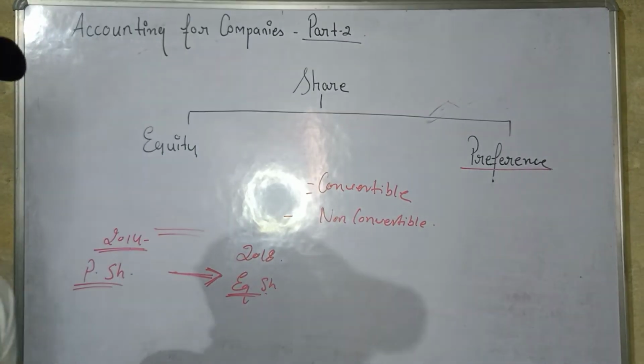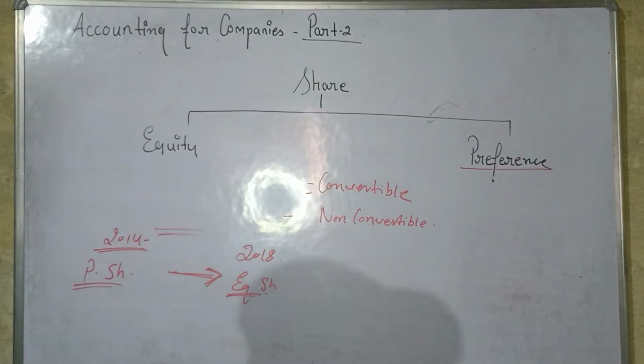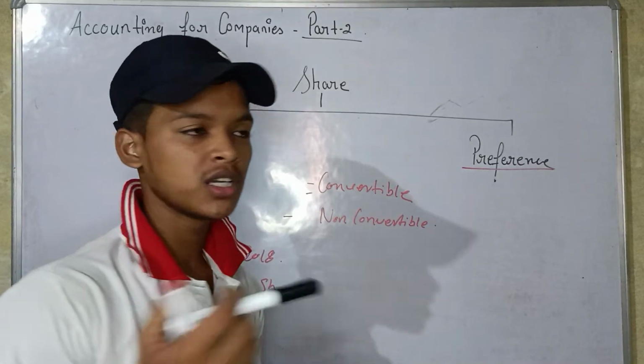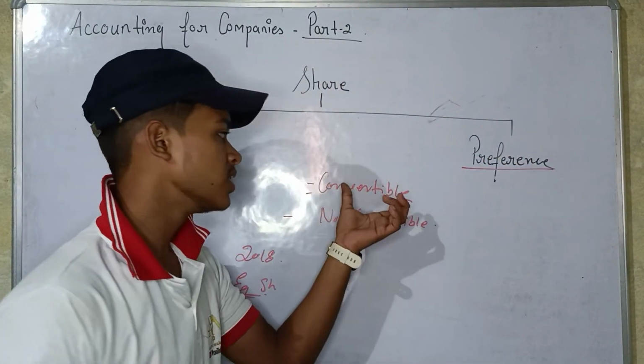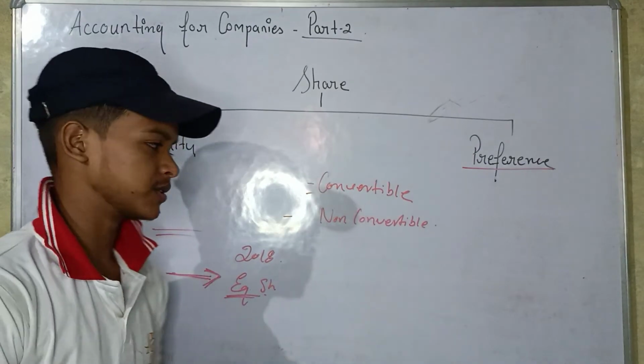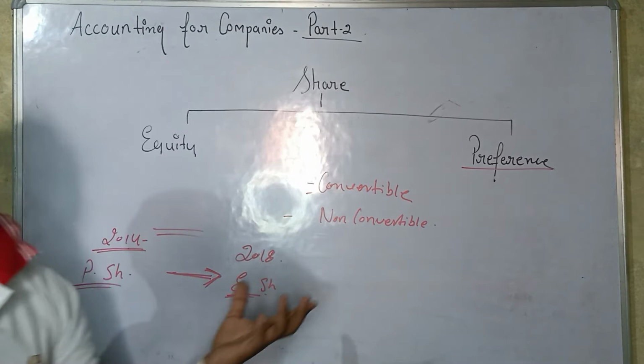Then you can, means in 2014 आप preference shareholder हैं, 2018 में आप चेंज कराना चाहते हैं, equity shareholder बनना चाहते हैं, तो आप कर सकते हैं। ठीक है? In which case? In convertible preference shareholders. If you are here non-convertible.